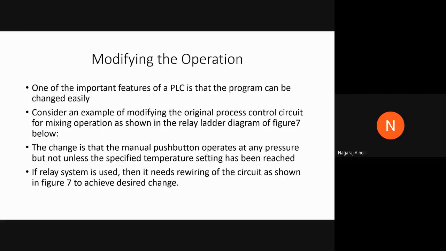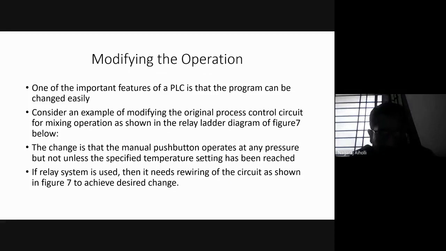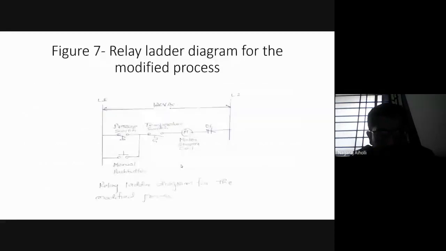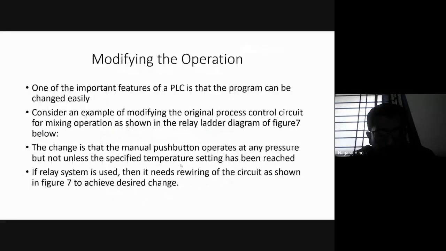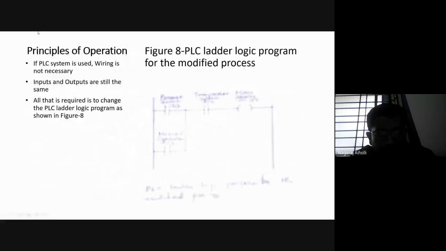If a relay system is used, then it requires rewiring of the circuit. Principles of operation: if a PLC system is used, wiring is not necessary. Inputs and outputs are still the same. All that is required is to change the PLC ladder logic program as shown in figure 8. Okay, so this is the PLC program.